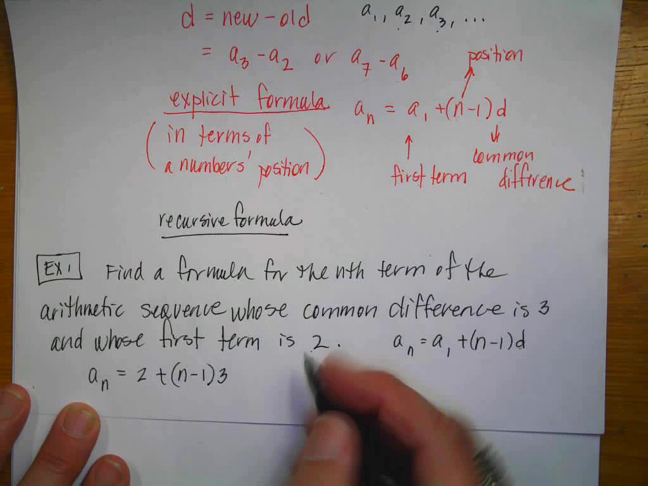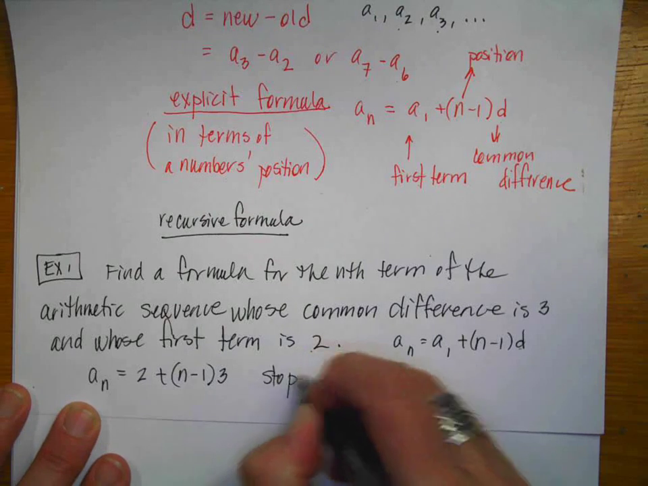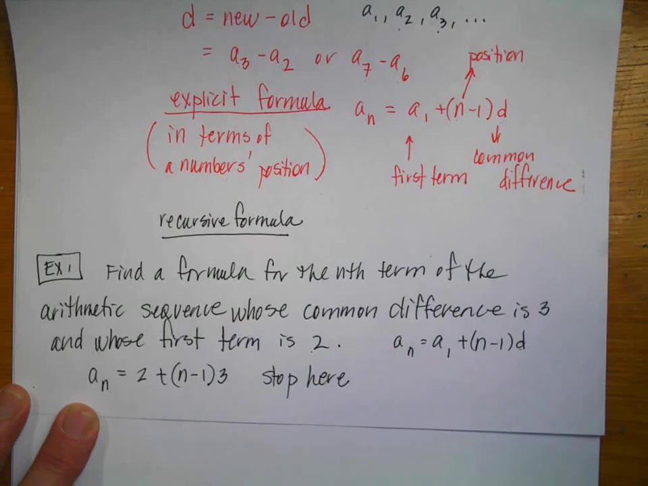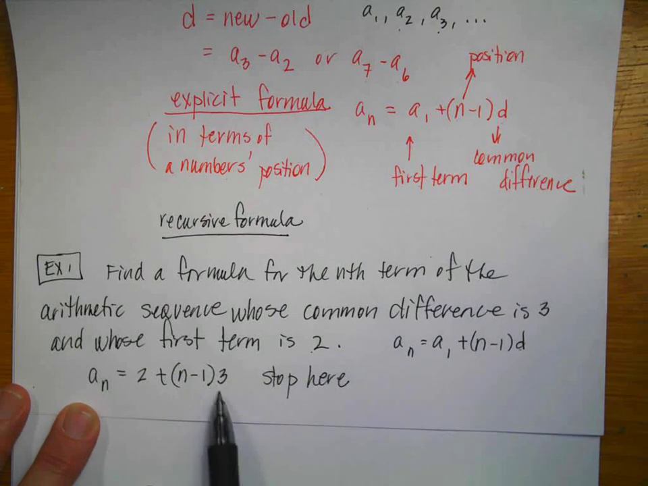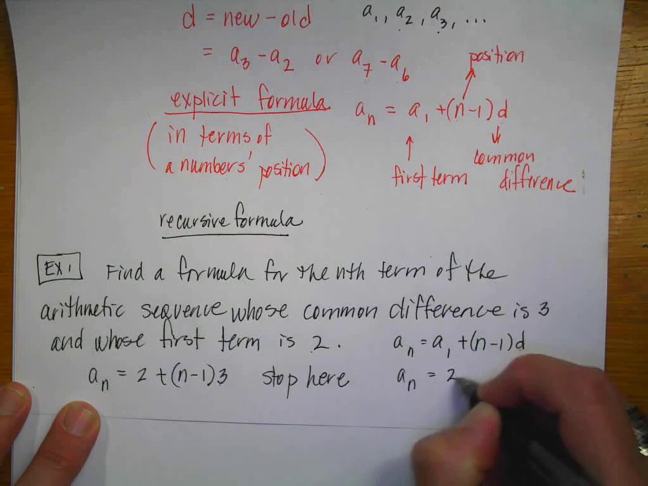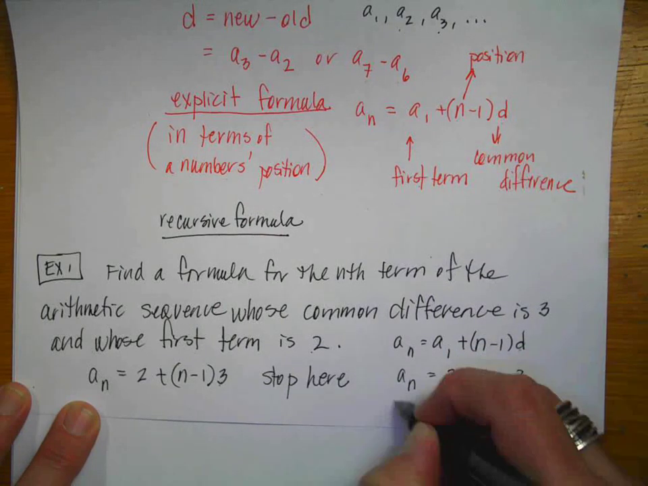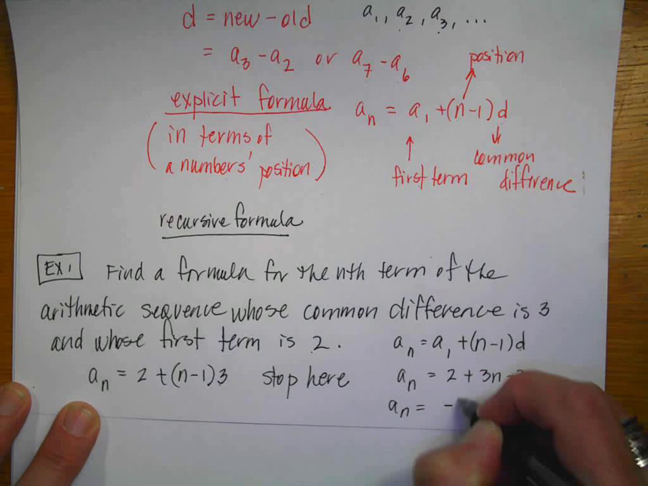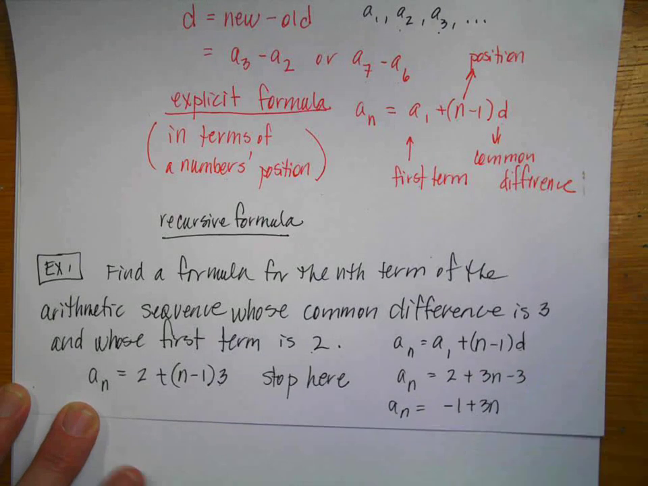Now, a couple of things about your book. I think it's okay to stop here. Because if you stop here, this lets me know that A, you used the correct formula, and B, you put all of your numbers in the correct places. The book would distribute, so the book would do a sub n is equal to 2 plus 3n minus 3, and so they would write negative 1 plus 3n, and they would write that as your rule. Either is appropriate. I'm okay if you stop here.